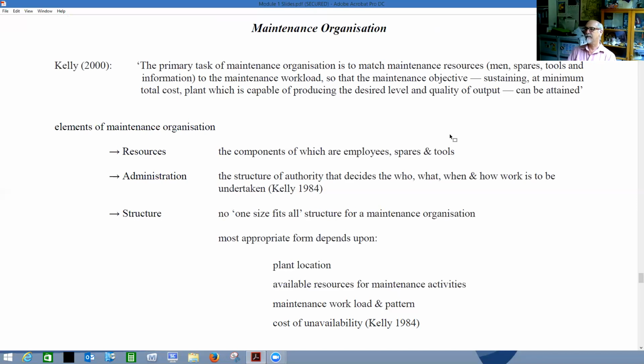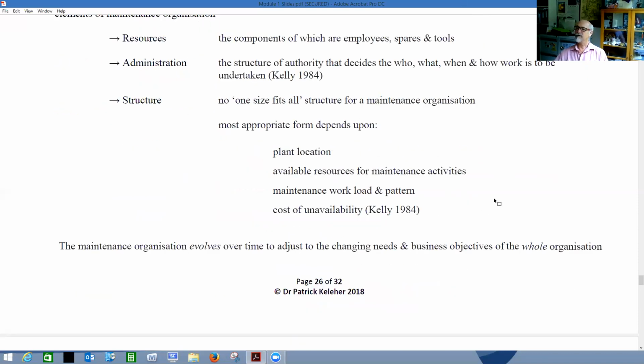So the elements of maintenance organizations are resources, the components of which are the employees, the spares and tools. Administration, the structure of authority that decides the who, what, when and how work is to be undertaken. The structure: there's no one-size-fits-all structure for a maintenance organization. The most appropriate form depends upon the plant location, available resources for maintenance activities, maintenance workload and pattern, and of course the cost of unavailability. The maintenance structure evolves over time to adjust to the changing needs and business objectives of the whole organization. All right.